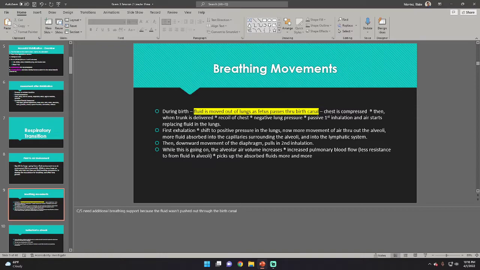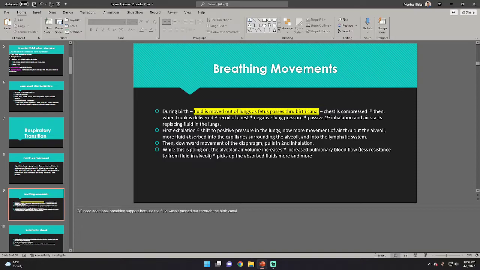I would say to kind of bring this together, when that baby goes through the canal, it's being compressed, and that is allowing all of that fluid to kind of venture out. That's why it says here on the bottom, with a C-section, they may have a risk for additional breathing support being needed because the fluid wasn't pushed out through the birth canal itself. So during birth, fluid is moved out of the lungs as the fetus passes through the birth canal. The chest, really, that compression of shrinking down is a compression.